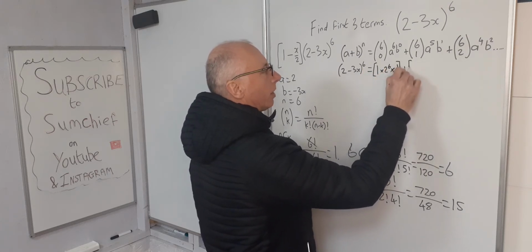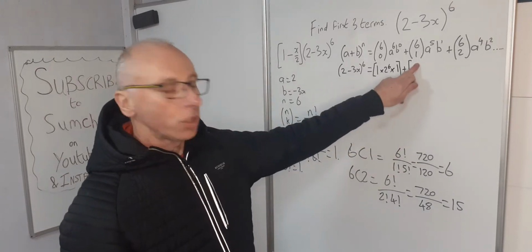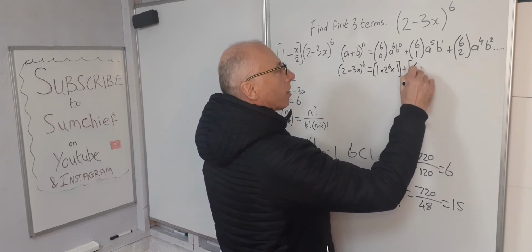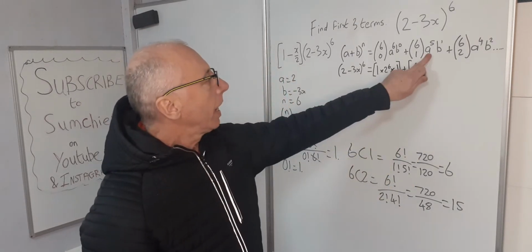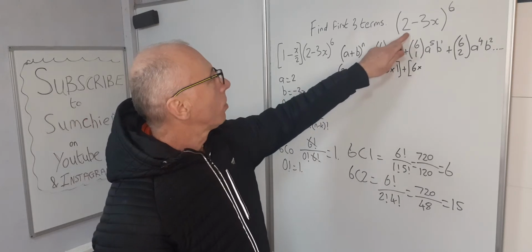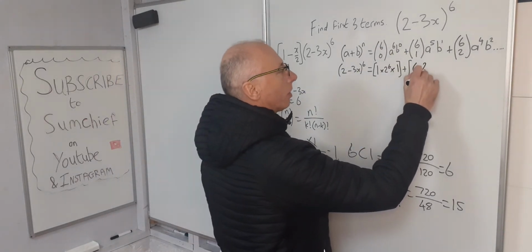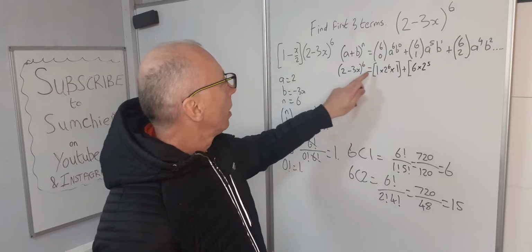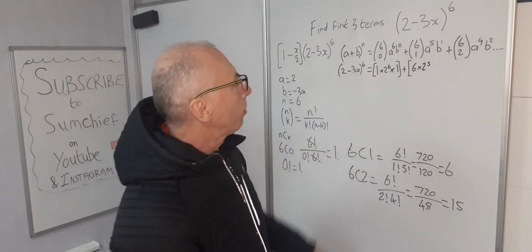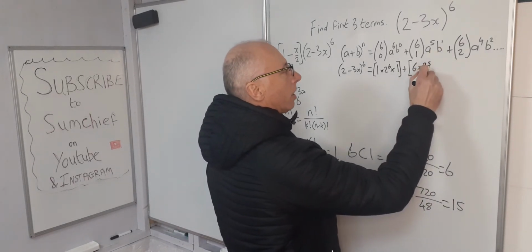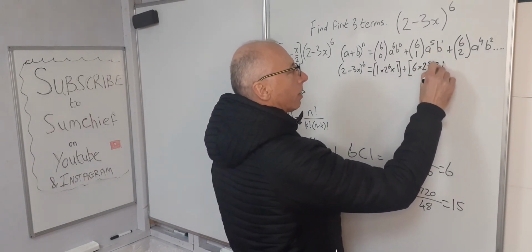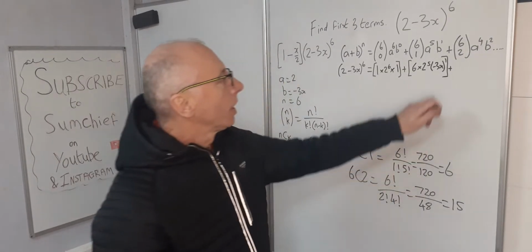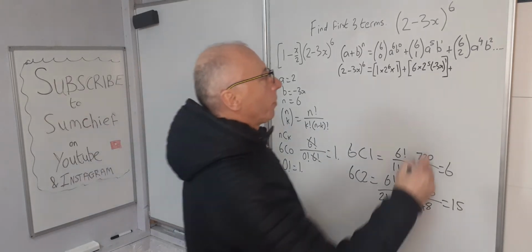And then we're going to add the second term, 6 choose 1, that's this one here, so that's 6. So that's 6 times a to the power of 5, so that's 2 to the 5. And this time we've got b, which is minus 3x, and that is going to be to the power of 1. So times minus 3x to the power of 1. That's that taken care of. And now 6 choose 2, which you've got is 15.